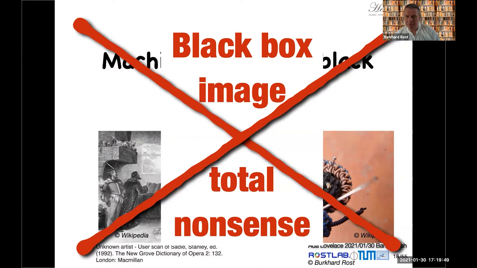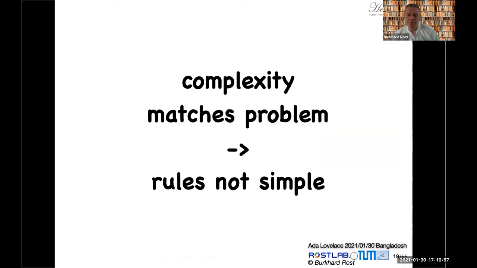The fact that tons of very well-known people say it does not reduce the nonsense. The reason is machine learning models are complex because they match the complexity of a problem. So what I'm trying to say is people say that these black boxes we don't understand because we cannot get the rules out. That's wrong. You can get the rules out.